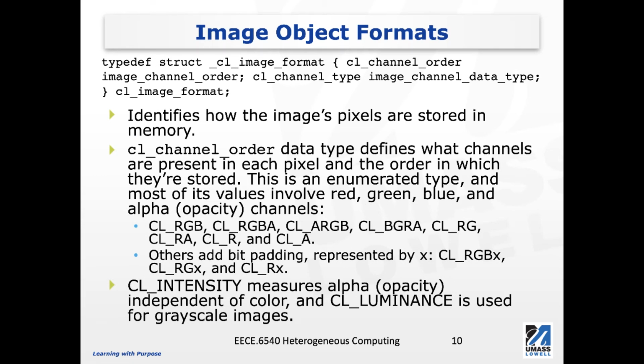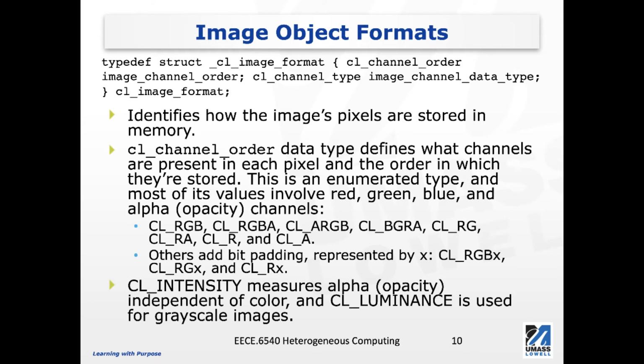So let's look at this image object format. It is a structure defined within the OpenCL specification. Essentially, this image format consists of information about the order of channels and also the channel types. Let's look at these two individually. Overall, this image object format is to identify how image pixels are stored in memory. There are two things we need to consider when we store an image in memory.